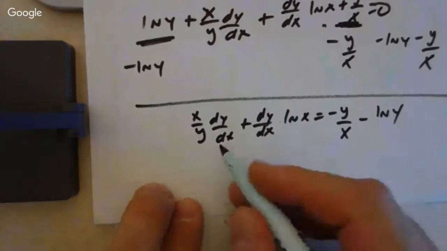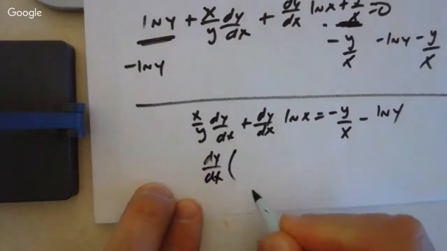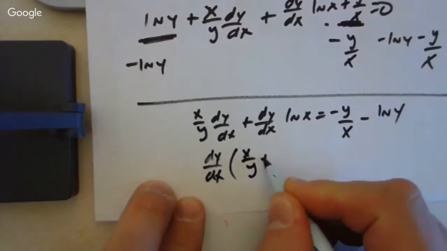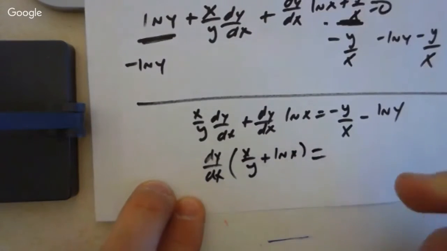Okay, what do we do next? dy dx, right? Pull it out. dy dx.